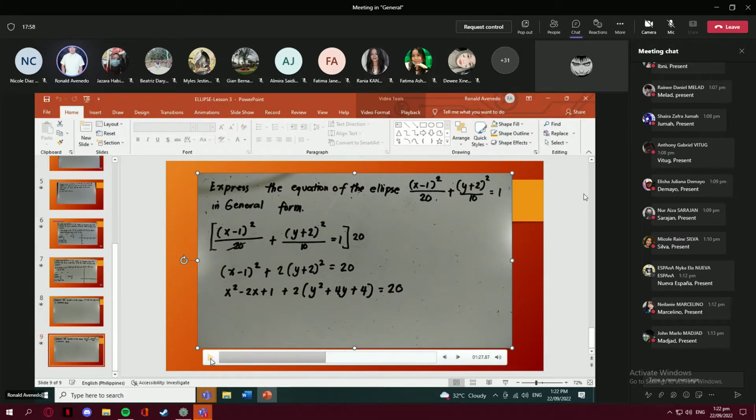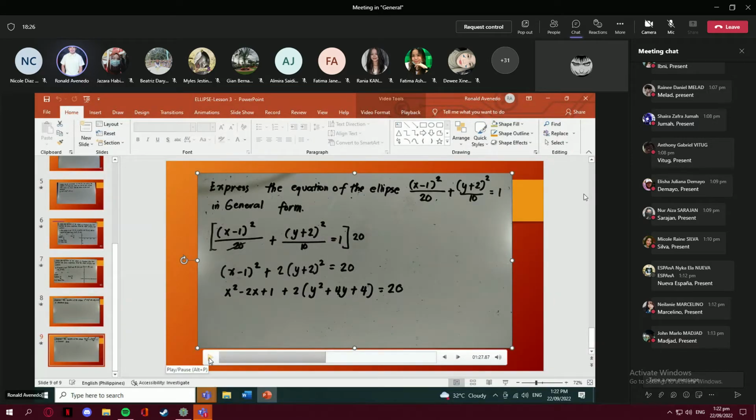I did not show here how I expanded the (x minus 1) squared and (y plus 2) squared. It's up for you to find out how it is expanded into a trinomial. Of course, alam nyo na yan, you can use FOIL, you can use special product. So this is now the expanded form.